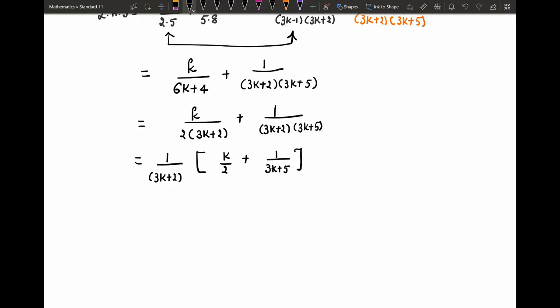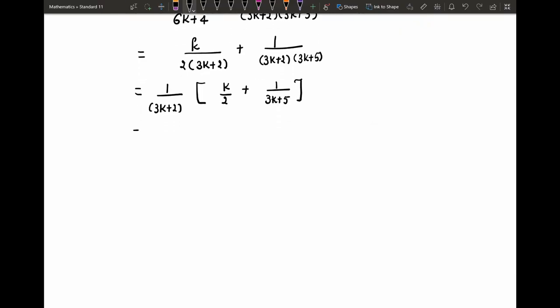Simply we have taken 1 upon 3k plus 2 common. So into bracket there will be k by 2 plus 1 upon 3k plus 5. Now let us simplify this one. 3k plus 2, we take LCM. So 2 into 3k plus 5, just take LCM. So 3k square plus 5k plus 2.